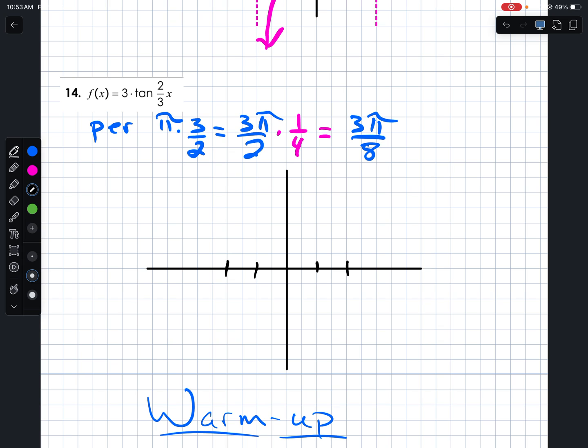As long as you're consistent with your intervals on X and Y, you can do different for X and different for Y, but just count the same, you're fine. What's after 3 pi over 8? 3 pi over 4, right? 6 pi over 8 which reduces to 3 pi over 4.